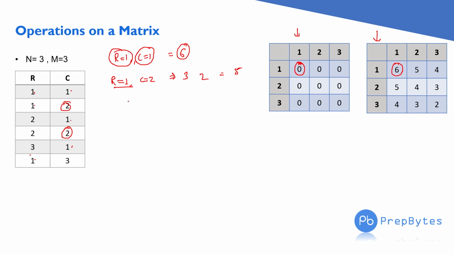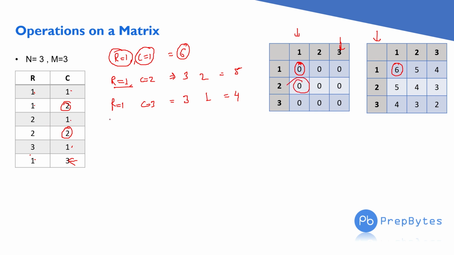Okay, let's move on to the next one. Row number 1 and column number 3. So we are here right now. How many times is row number 1 coming? 3 times. And how many times is column number 3 coming? Just 1 time. So what is the answer? 4.